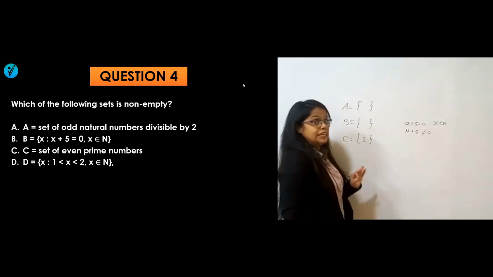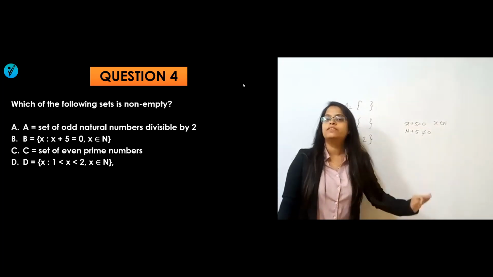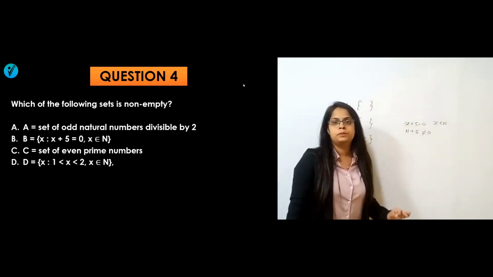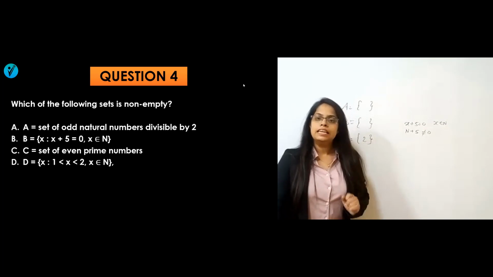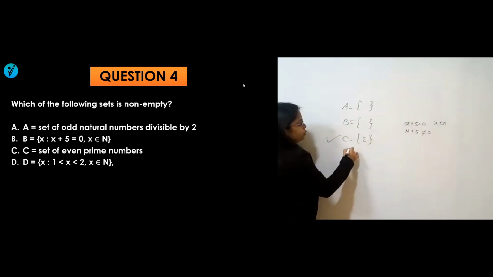2 is the only even number which is prime. Otherwise, no even number is prime because all even numbers are divisible by 2. So only 2 is the even prime number. So of course, the answer will be option C.